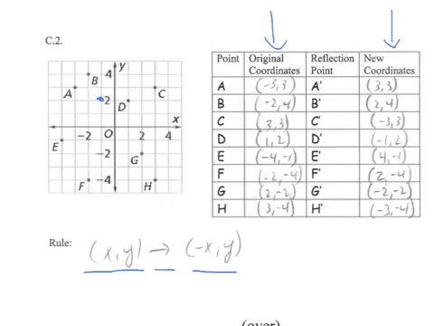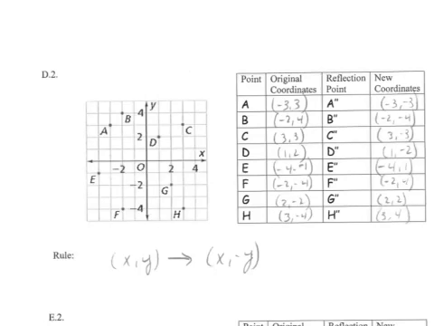So we see how the x-coordinate went from 1 to the opposite of 1, or -1, and the y-coordinate on D went from 2 and it stayed 2. So D prime is also 2. And that works no matter where you reflect the points over the y-axis. Another example used was F, (-2, -4), which would transform to the opposite of -2, which is +2, and it would stay -4 for the y-coordinate.